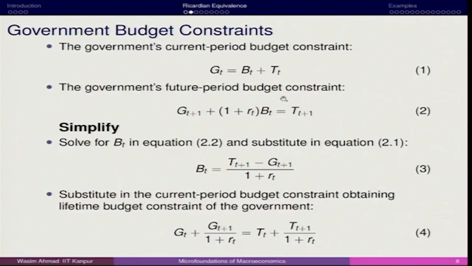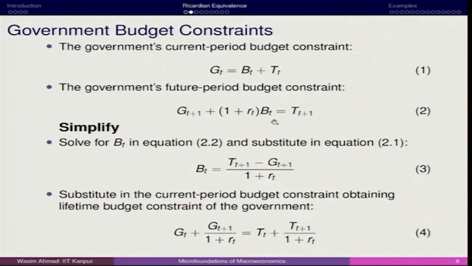The government's future period budget constraint is G_{t+1} plus (1 plus r_t) B_t is equal to T_{t+1}. This B_t will have an increased value, because the government will have to pay some rate of interest, so this will bear that. The value of the bond will increase in the future period, and in the corresponding future period the government expenditure will be G_{t+1}, and here you have T_{t+1}.